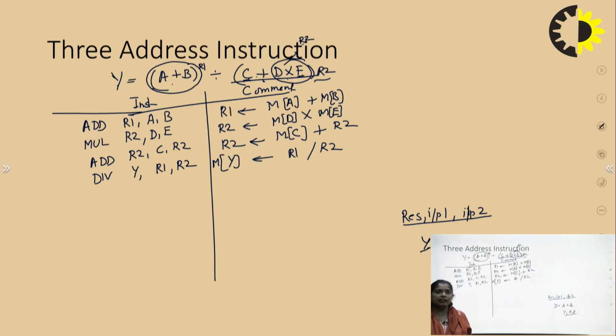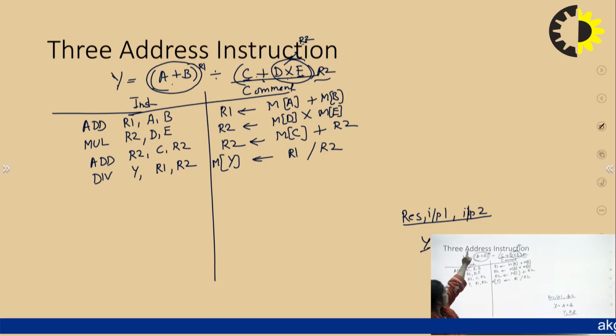In this 3 address instruction, you can see the number of opcodes: there are opcodes 1, 2, 3, 4. Always 4 opcodes are there, which means 4 lines will be there: 1, 2, 3, 4. You can verify your numerical also with the opcodes. If there are 4 opcodes, then definitely there are 4 instructions: add, multiply, add and divide.